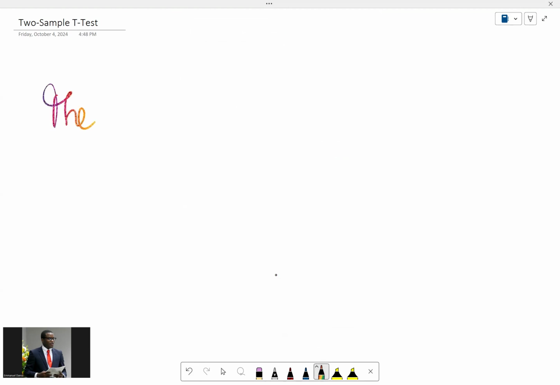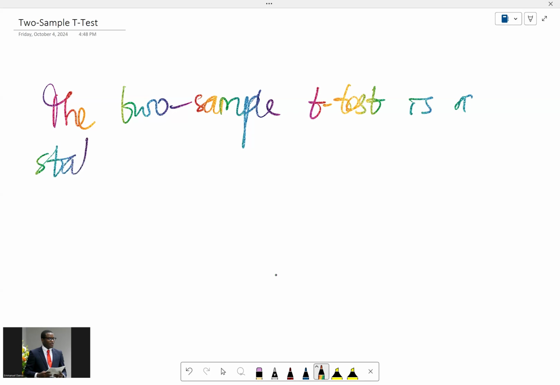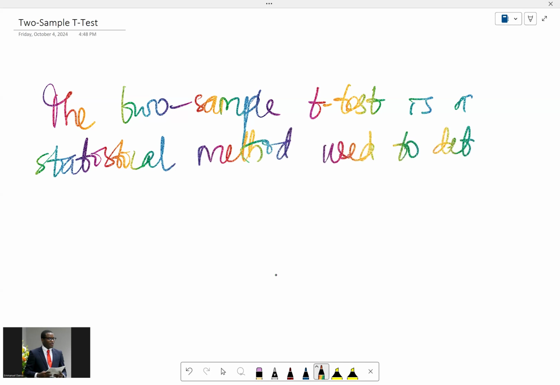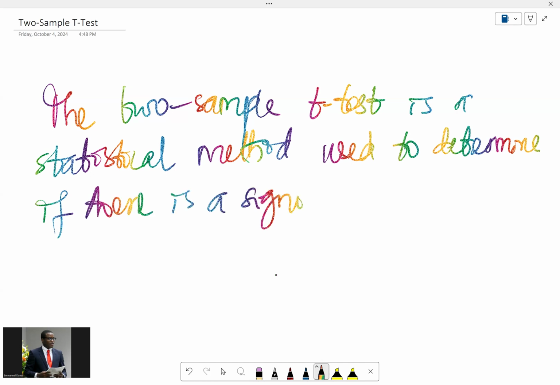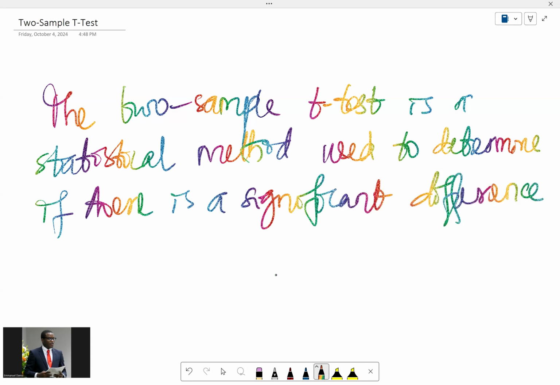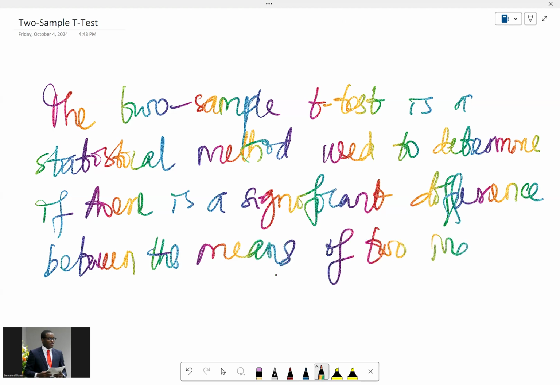The two-sample t-test is a statistical method used to determine if there is a significant difference between the means of two independent groups.